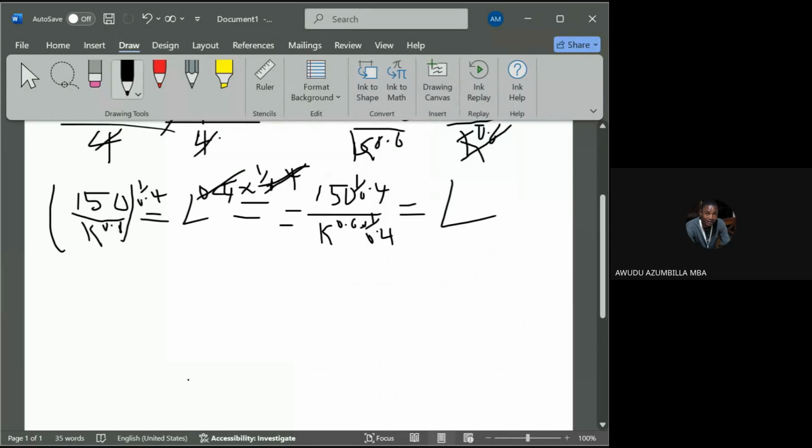Okay. Now the next one is that let's divide 1 by 0.4. 1 divided by 0.4 is going to give you 2.5. You can try it and see. So it's going to give you 150 raised to the power 2.5, and then we divide this by K. Now, this K here is going to have the power 0.6 divided by 0.4, and that is going to give us 1.5.